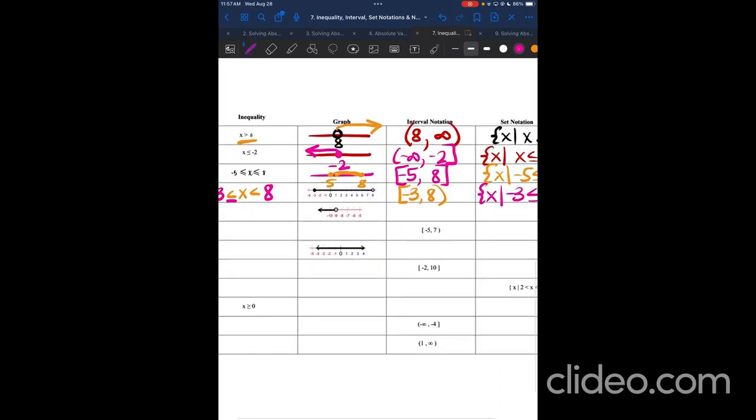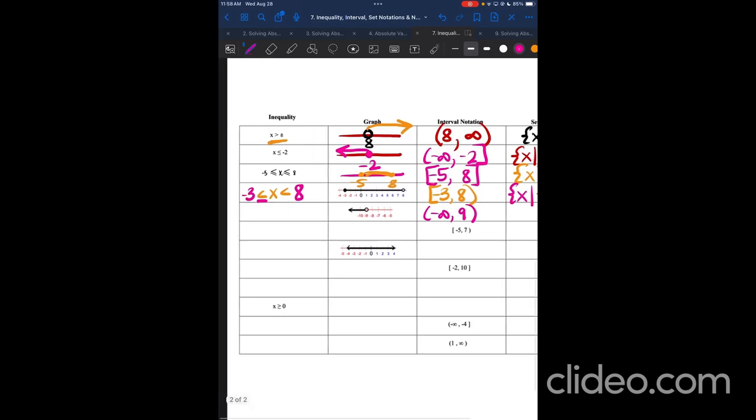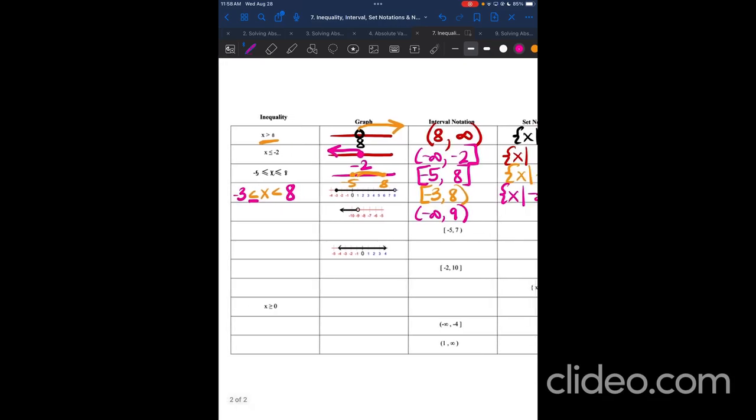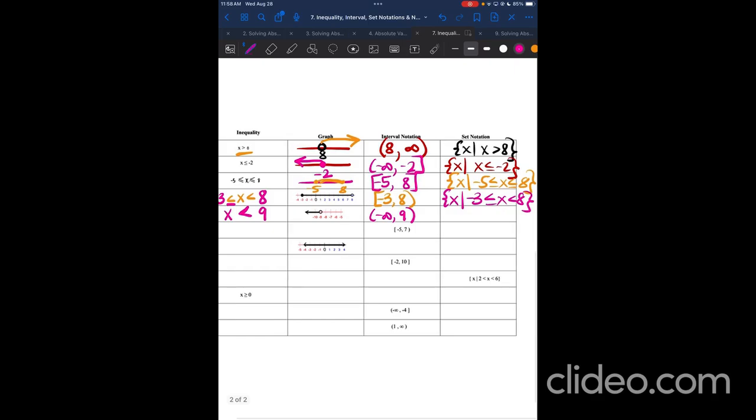Next one, I'm going to do interval. So on the left, I have an arrow, so negative infinity. On the right, I have a 9, and it is open, so parentheses. This one, remember we put x, we put the number, and since the arrow is going to the left, it's less. We do not need an equal sign. Our set notation looks like this. I forgot the negative.